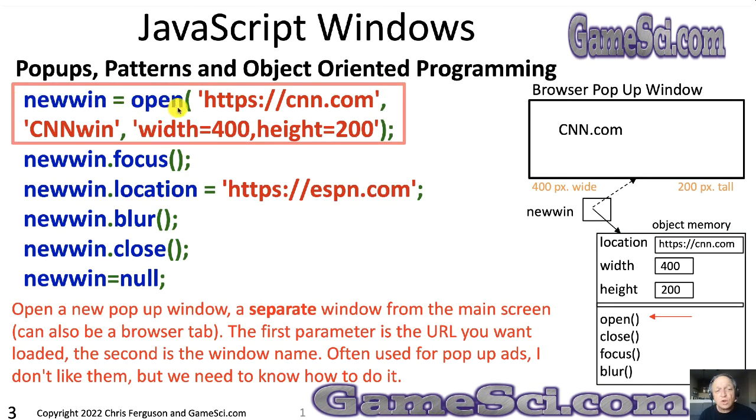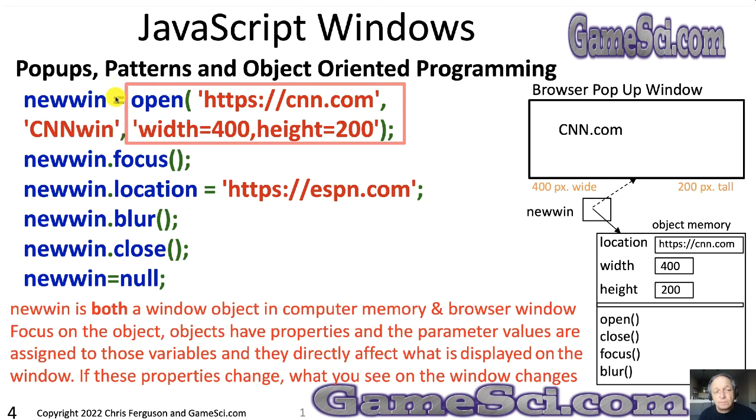newWin = open("https://CNN.com", "CNN win", width=400, height=200). Open a new pop-up window, a separate window from the main screen. It could also be a browser tab. The first parameter is the URL you want loaded. The second is the window name. They are often used for pop-up ads. I don't like pop-up ads, but you need to know how to do it.